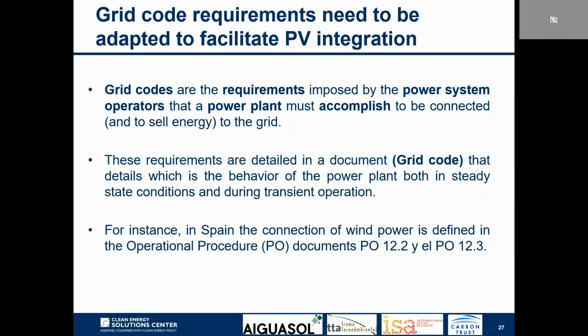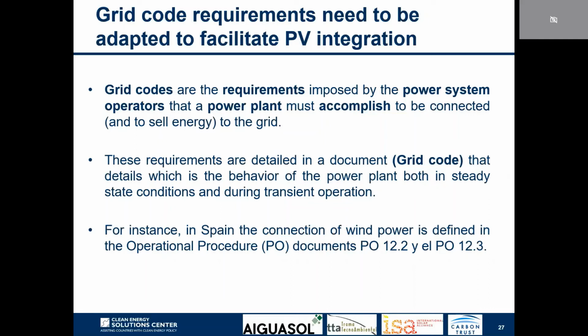And finally, the last webinar on Module 4 is focused on the role of the grid codes and what requirements need to be taken into account to facilitate the integration of PV systems into the grids. In the end, these codes, grid codes, are the requirements that will be imposed by the power system operators, in the sense that a power plant, in this case a solar PV generation power plant, must accomplish in order to be connected and to sell energy to a particular grid.